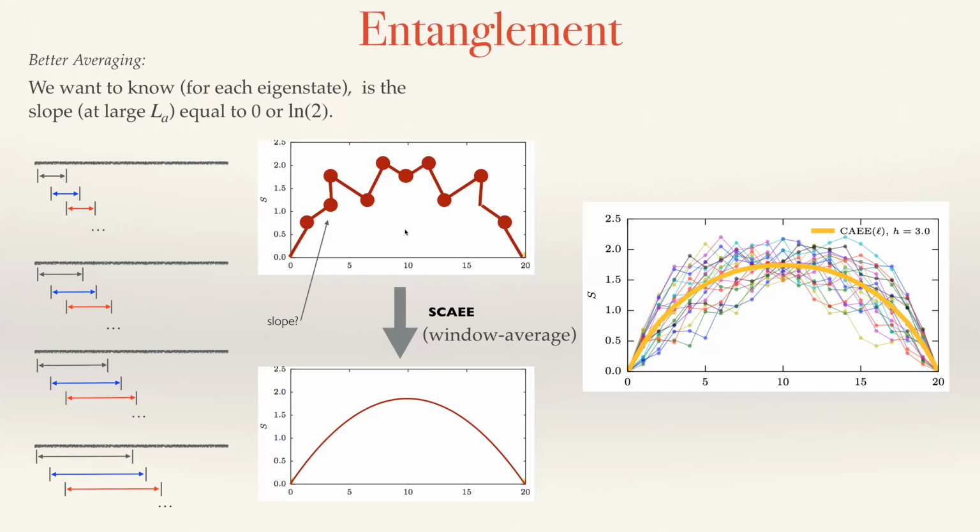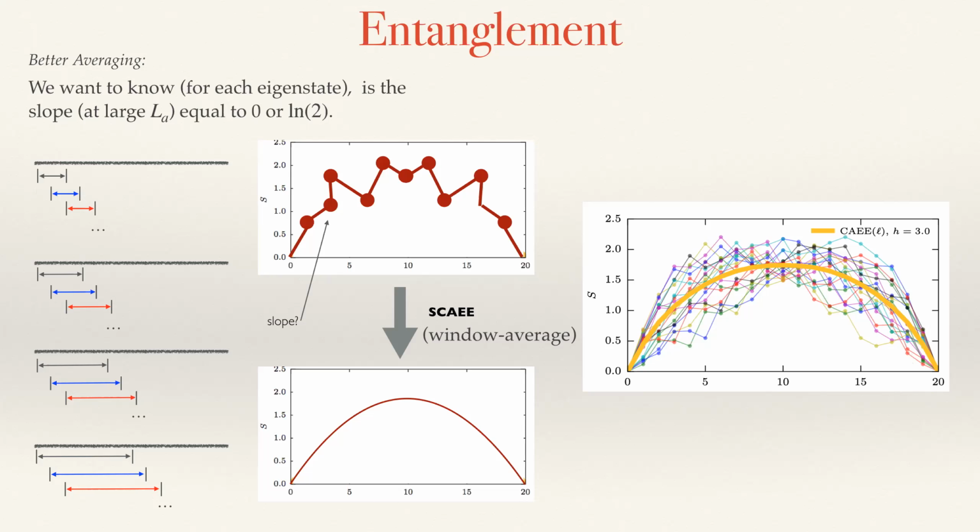And so this is just a cartoon here, but over here we have real numerical data. Each of these jagged color lines is the data that we get if we do a particular subsystem of size 1, 2, 3, 4. And then if you do the window averaging for this particular eigenstate, you get the solid yellow curve. And so it turns something disastrous into something usable.